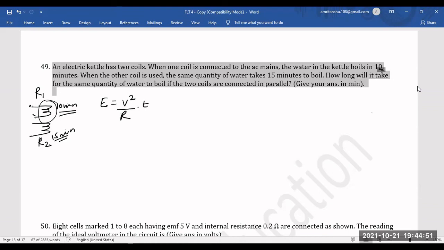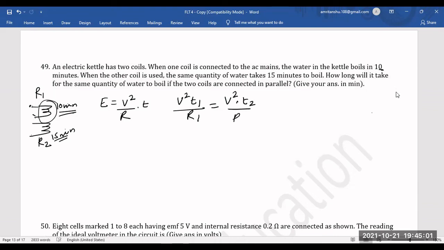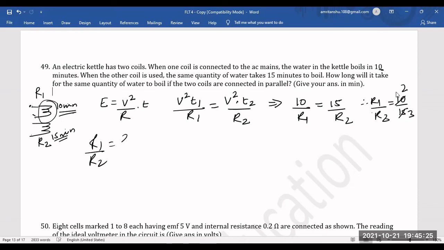So what do we see? V square T1 by R1 is equal to V square T2 by R2. It implies V square will get cancelled off, and T1 is 10 minutes for R1, T2 is 15 minutes for R2, and therefore R1 by R2 is 10 by 15, which is 2 by 3. So R1 by R2 is 2 by 3.